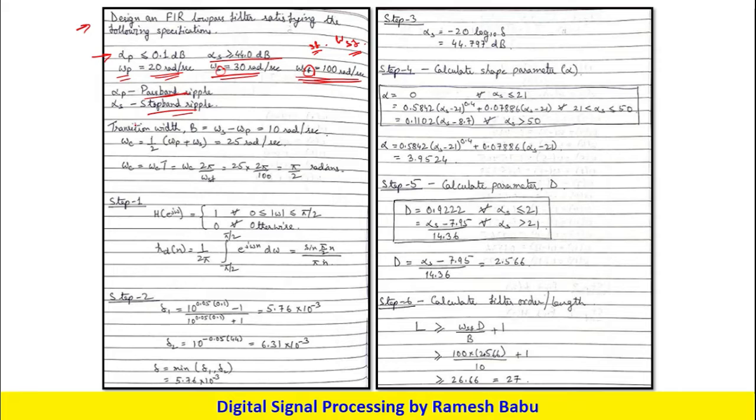Now the transition width B is omega S minus omega P, just subtract, so that is 10 radians per second. Omega C, I already told you how to find. You are given omega P and omega S, just average them and you get omega C. Okay. Then we need to normalize the frequency.